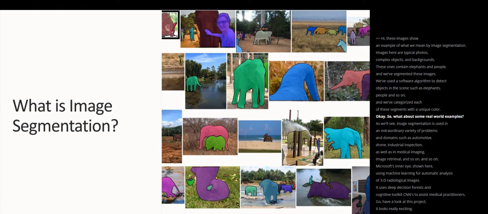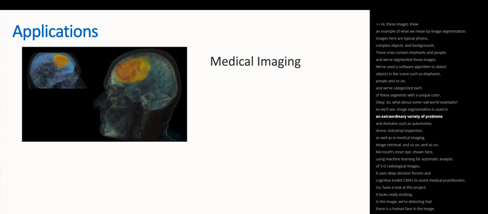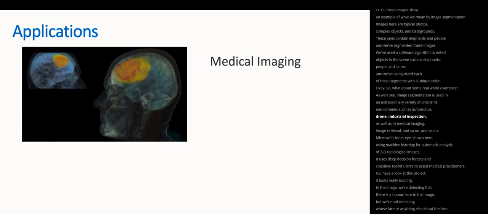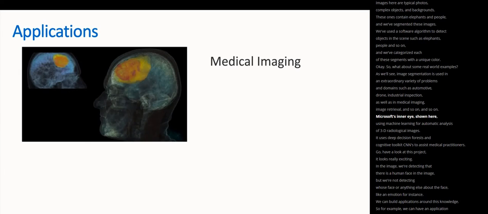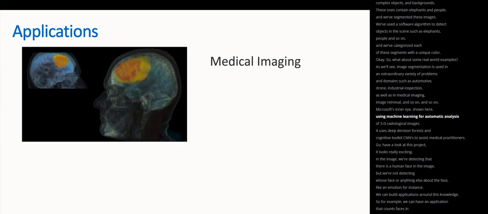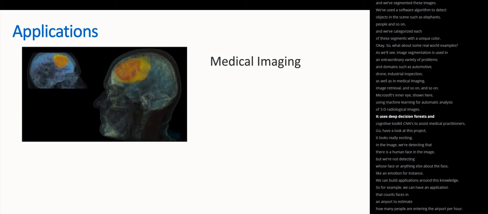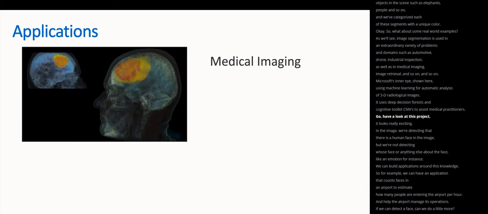Okay, so what about some real-world examples? As we'll see, image segmentation is used today in an extraordinary variety of problems and domains such as automotive, drone, industrial inspection, as well as in medical imaging, image retrieval, and so on and so on. Microsoft's InnerEye, shown here, uses machine learning for automatic analysis of 3D radiological images. It uses deep decision forests and Cognitive Toolkit CNNs to assist medical practitioners. Go have a look at this project.